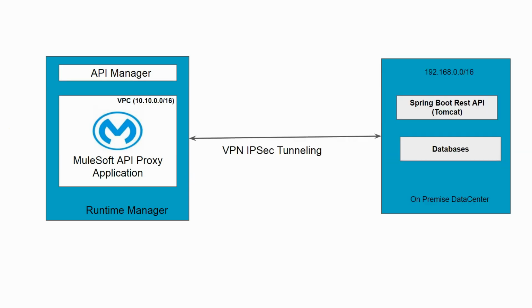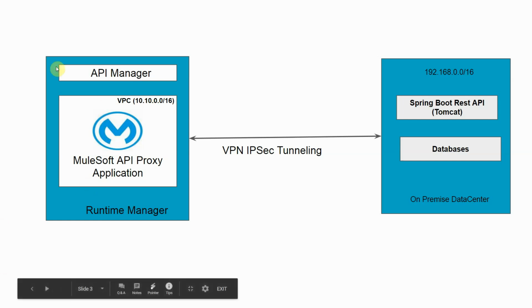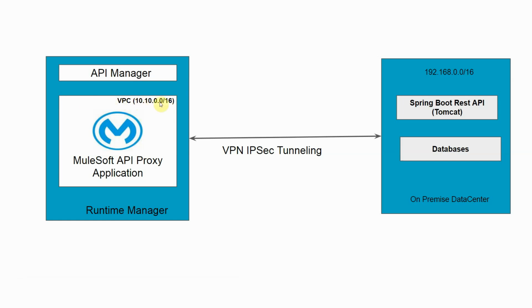Now, in case your REST API is not available on the internet, and you have a REST API deployed on-premise, but I have to use API Manager for the non-Mule application. In that case, what we can do is set up a VPC, with some VPC CIDR block. I can set up the VPC on CloudHub, in Runtime Manager.